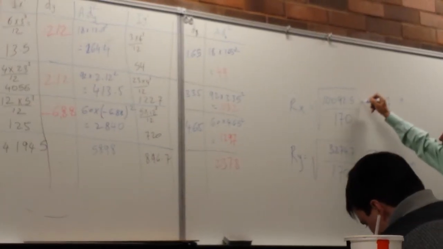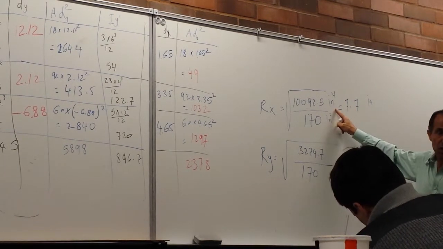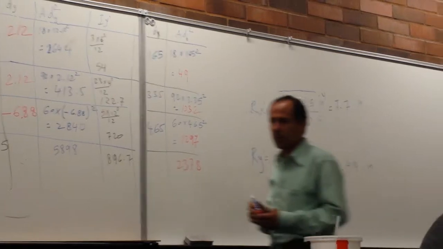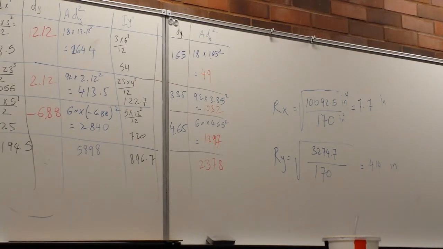Got 7.7. And here, inches. This is in inch to the power of 4. This is inch square, correct? So you have inches square under square root is inch. It's a radius, so it's going to be measured by unit length.